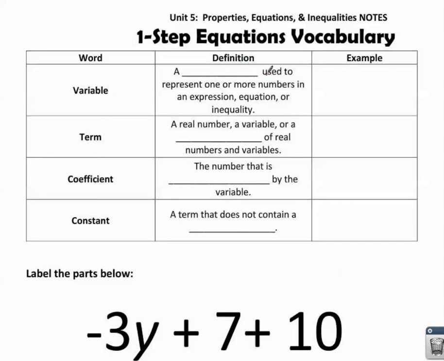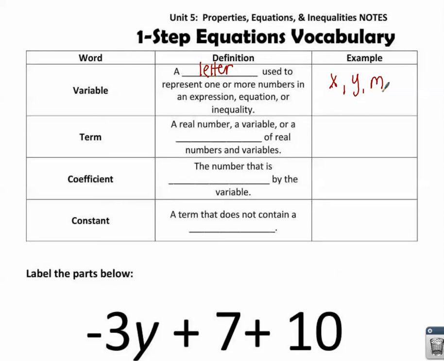Today we're going to talk about one-step equations vocabulary. Some key definitions that you need are as follows. A variable, which is a letter used to represent one or more numbers in an expression, equation, or inequality. An example of a variable could be x, y, m, z. Any of those will work fine.